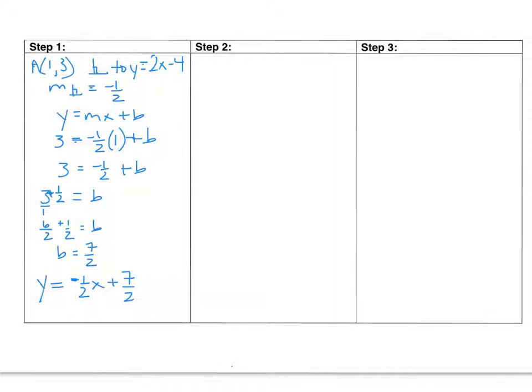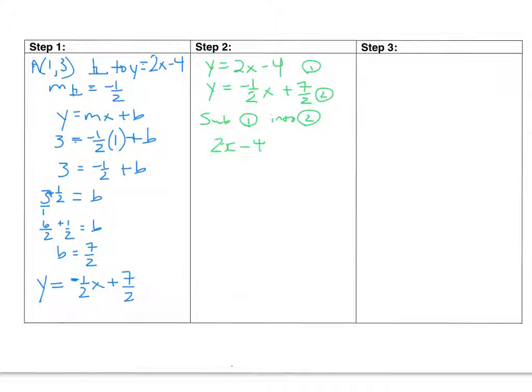Okay, from there, step number 2 would be to find the intersection point of our two lines. The first line being the one that was given to us, y = 2x - 4, and the line we just found, which meets it at 90 degrees, y = -1/2 x + 7/2. Okay, equation 1 and equation 2. These are both solved already for y, so we can sub equation 1 into equation 2 and solve by substitution. You can solve by elimination if you prefer, but I'm just going to use substitution here.